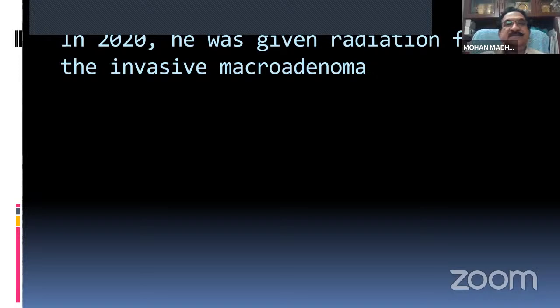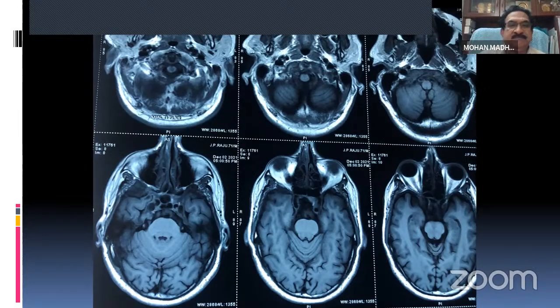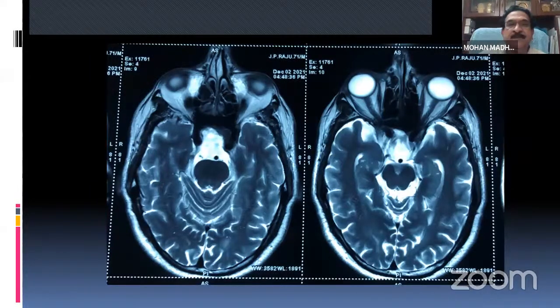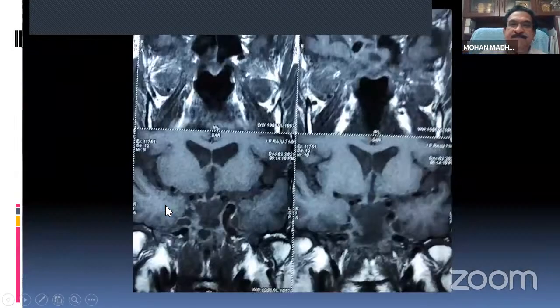He was given radiation for suspected invasive microadenoma, but he was never subjected to any biopsy proof. He was given radiation. So this is a 2021 scan. Again, the size is a little less compared to the previous one. This is a T2. Almost the same.